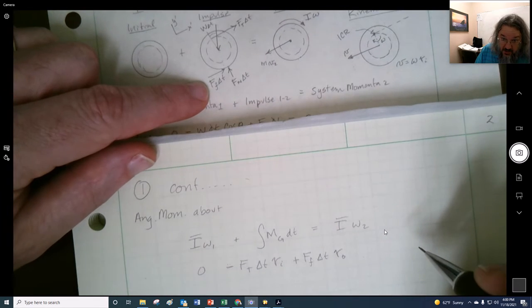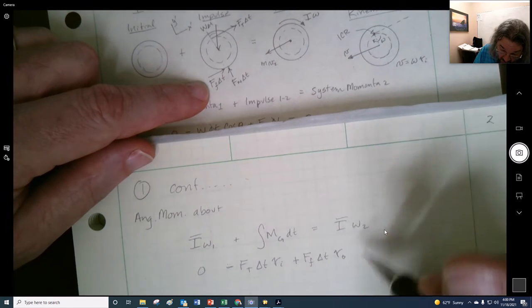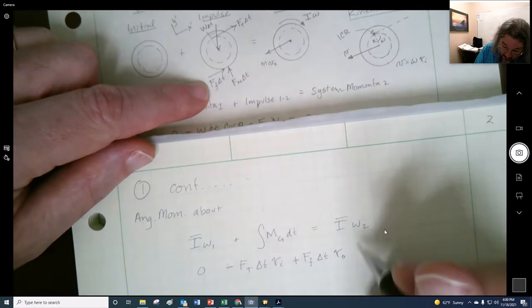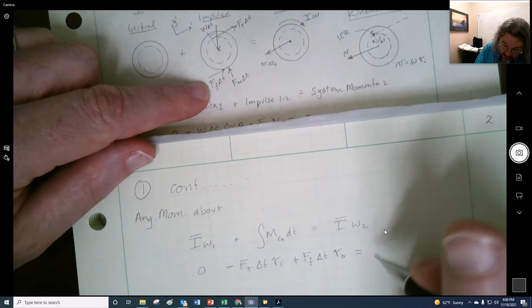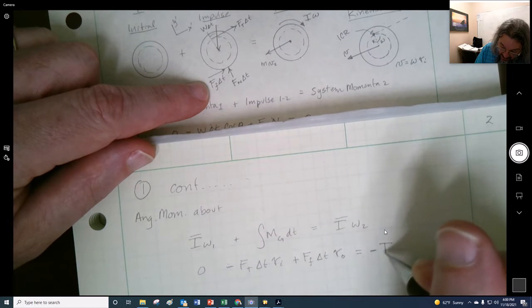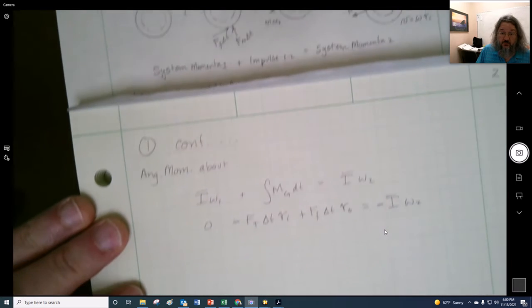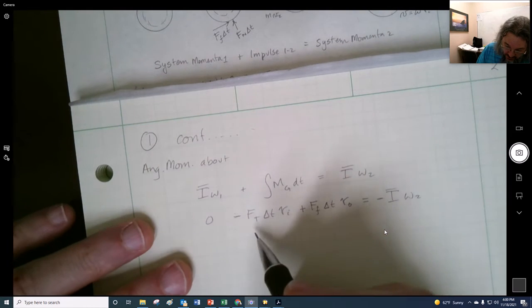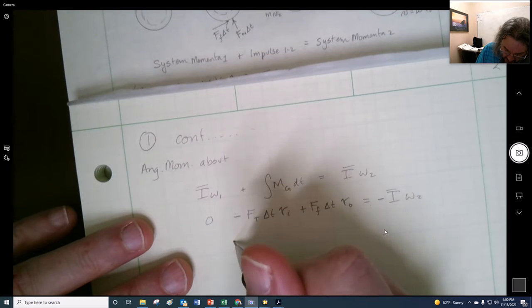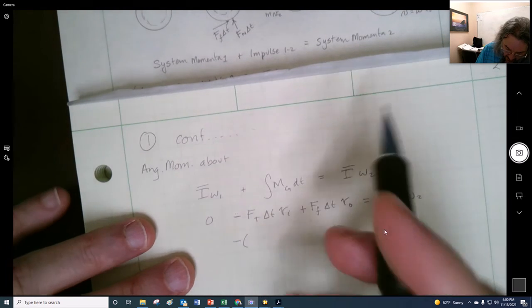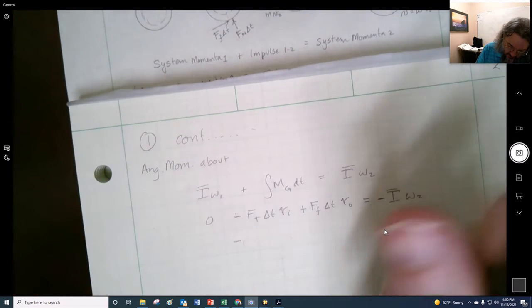Hopefully this works out. And then we get over here, and it's going to be equal to a negative I omega 2. So we know a lot of the things in here, right? So we're going to have a negative ft. We don't know that.